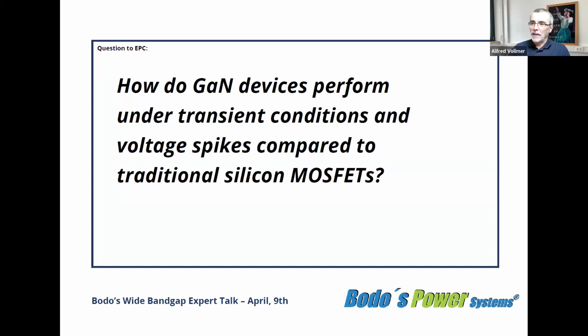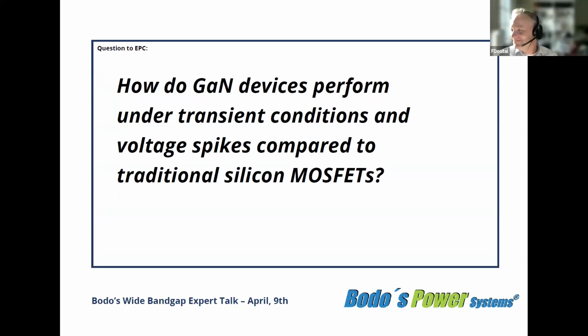So we are almost approaching the end, but I still have one question left for Alex. How do GaN devices perform under transient conditions and voltage spikes compared to traditional silicon MOSFETs? I think I know parts of the answer, but Alex, it's up to you.